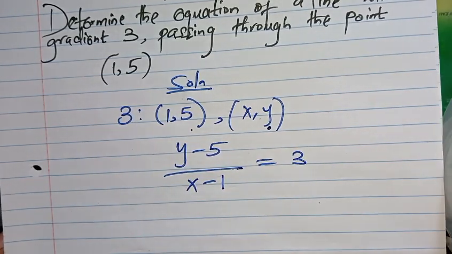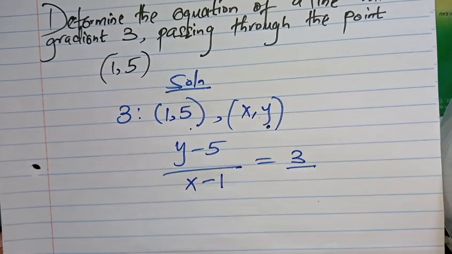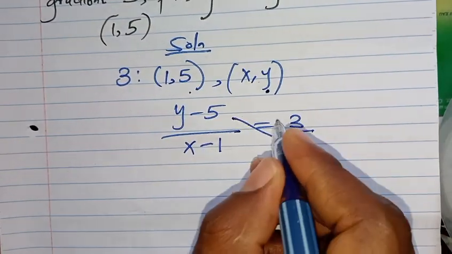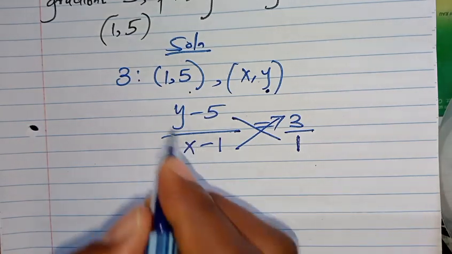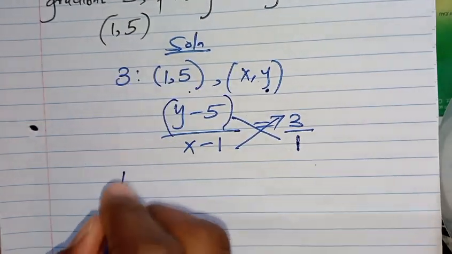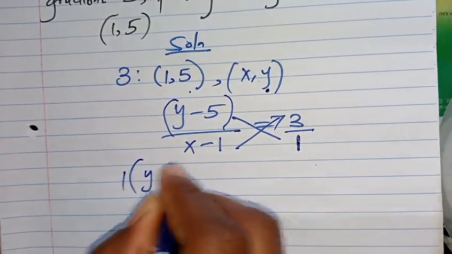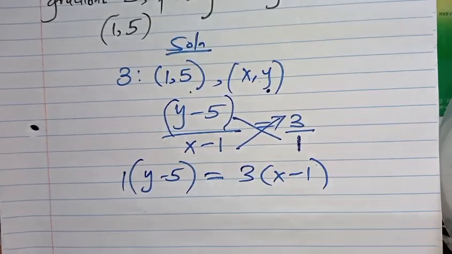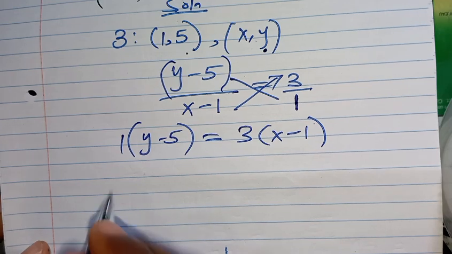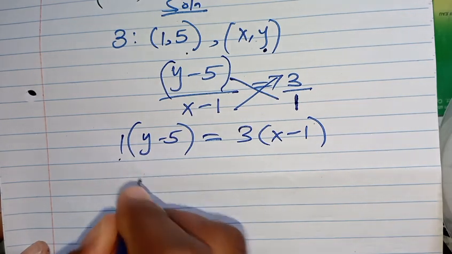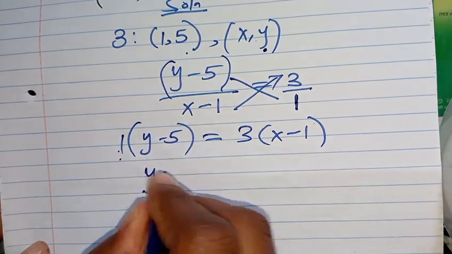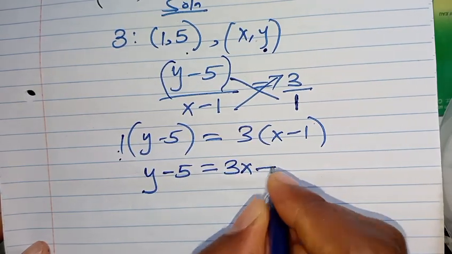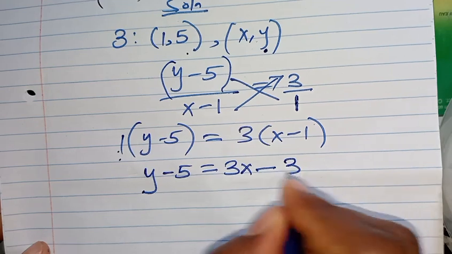is equal to 3. Again, this time around, I want to show you how we cross multiply. 3 is like 3 over 1. So we cross multiply. Cross multiplication means y minus 5 times 1. So 1 times y minus 5 is equal to 3 times x minus 1. Of course, you must apply the brackets properly. So y, open the bracket. 1 times y is y. 1 times negative 5 is negative 5. Is equal to 3 times x is 3x minus 3 times 1 is 3.